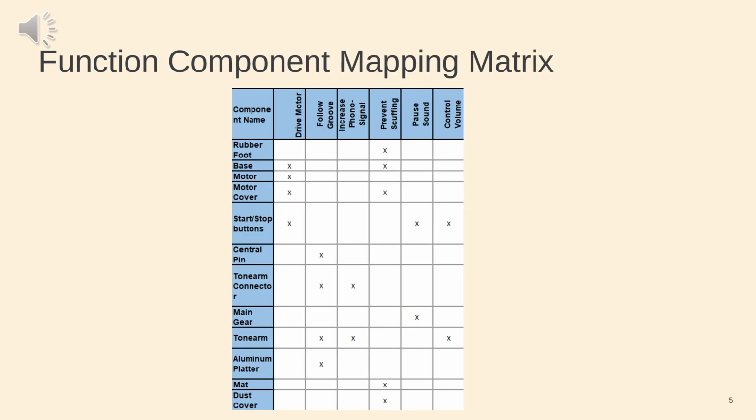So moving on, here's our function component mapping matrix. As you can see, most of the components are related either to the following the groove function or to preventing scuffing. And the majority of the components are related to more than two functions, with some more specific components being responsible for fulfilling only one of the functions.